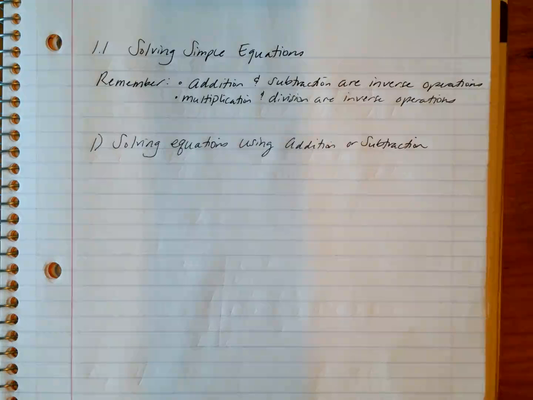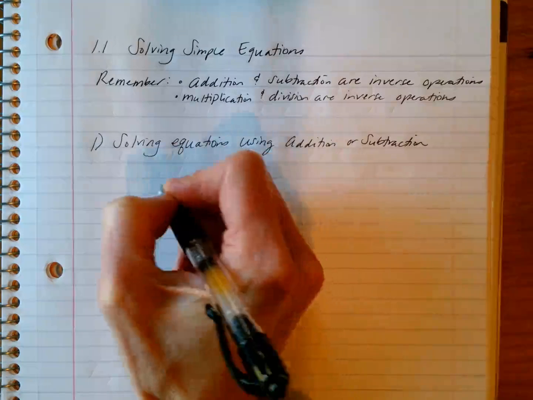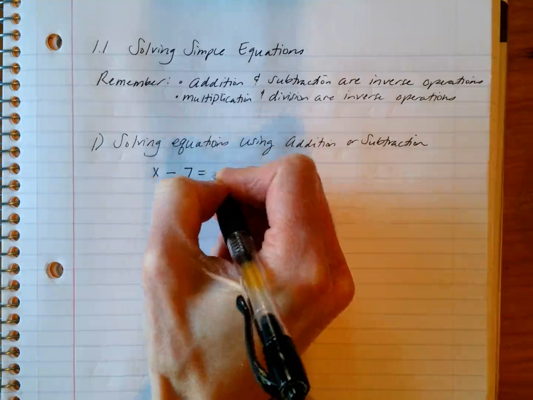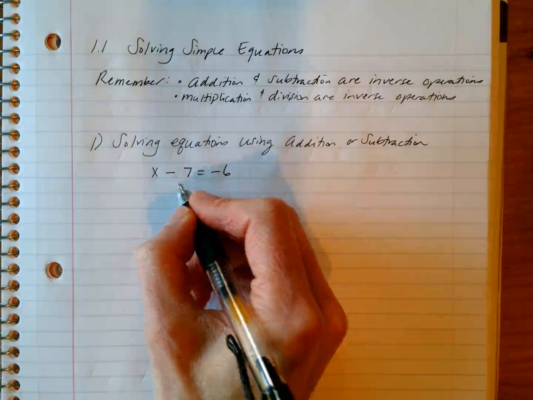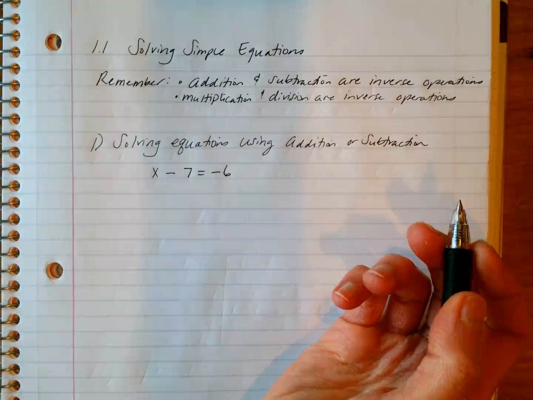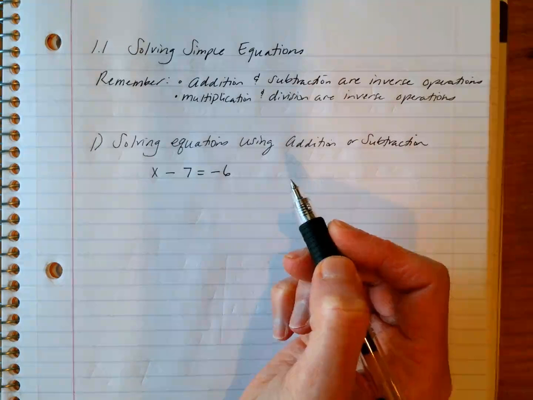So the first example we're going to look at under solving equations is using addition or subtraction to solve for x. So in this first example, in my simple equation of x minus 7 equals negative 6, I'm going to use the addition property of equality here by getting rid of this negative 7 because I want to get x by itself. That's the whole purpose of solving these equations. I have to get x by itself, which means I have to get rid of this negative 7.